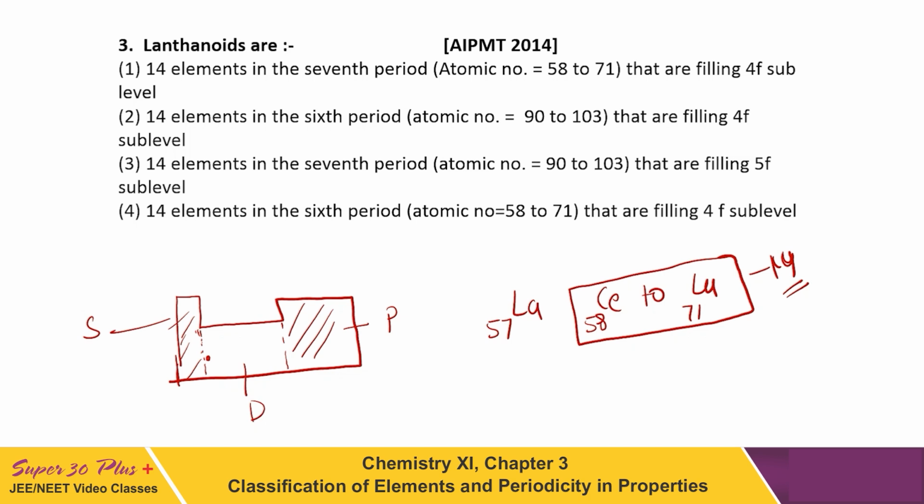So what is a lanthanoid? 14 elements in the 7th period? No. 14 elements in the 6th period? Yes, the period is right. In option number 2 also, the period was right, but the atomic number was wrong. The atomic number should be 58 to 71. You know guys, 90 to 103 is the atomic number range for actinoids. So the right answer of this question is option number 4. Period number 6, atomic number 58 to 71, just after lanthanum 57, are called lanthanoids.